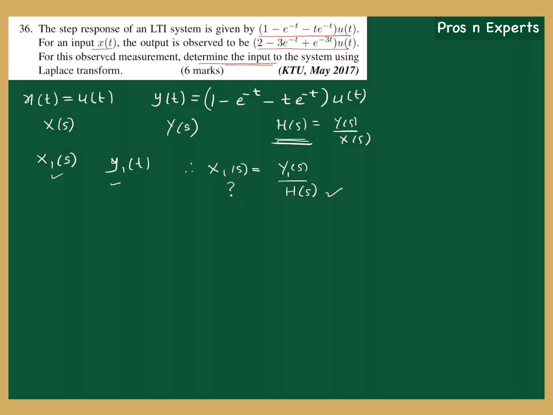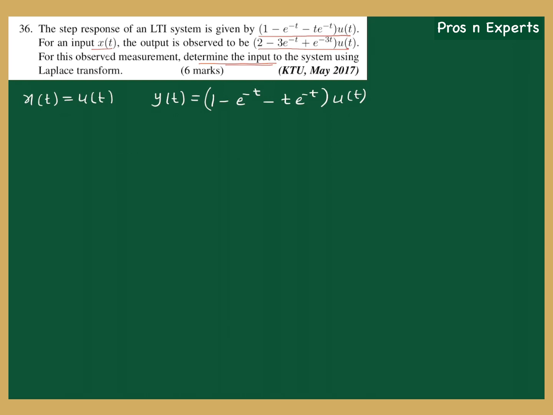So let's start solving this. First we can write X(s). X(s) is equal to 1 by s, since the Laplace transform of u(t) is 1 by s. So Y(s) will be equal to the Laplace transform of the signal: the Laplace transform of 1 is 1 by s, minus the Laplace transform of e^(-t), which is 1 by (s+1), minus the Laplace transform of t e^(-t), which is 1 by (s+1) the whole squared. Okay, so that is Y(s).